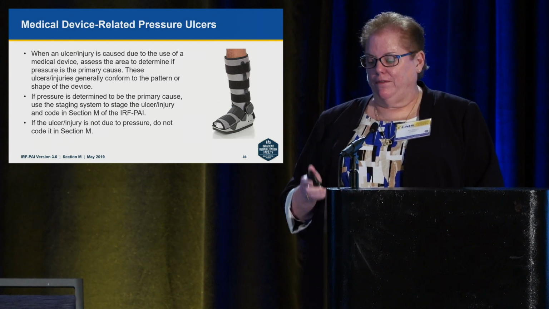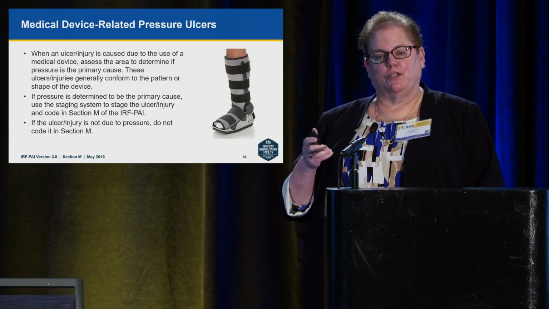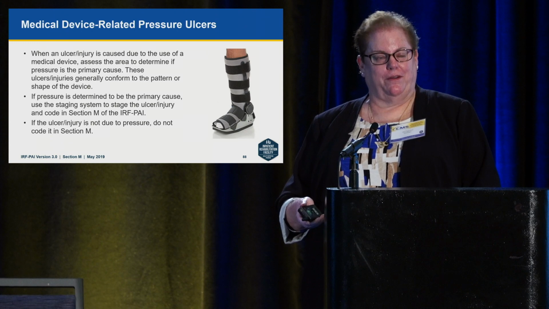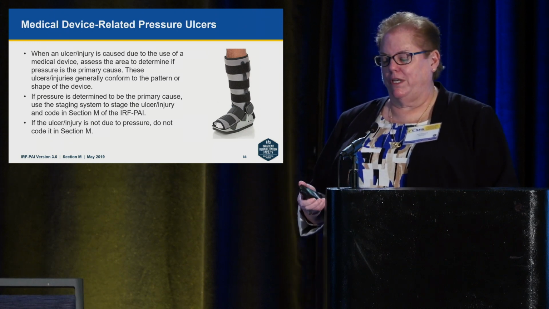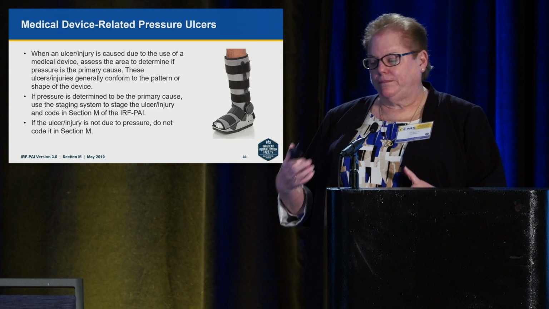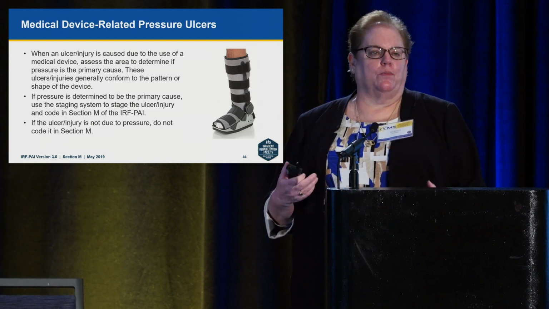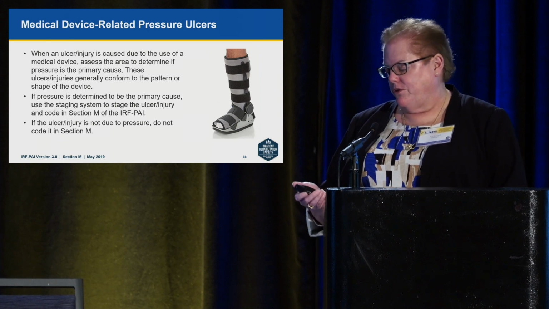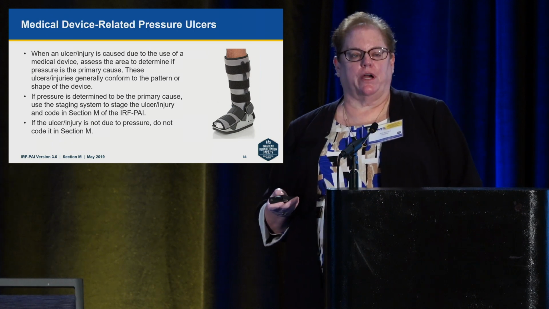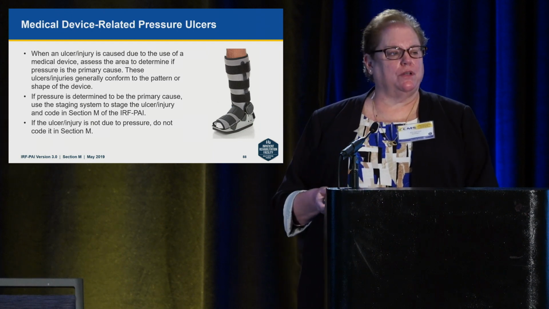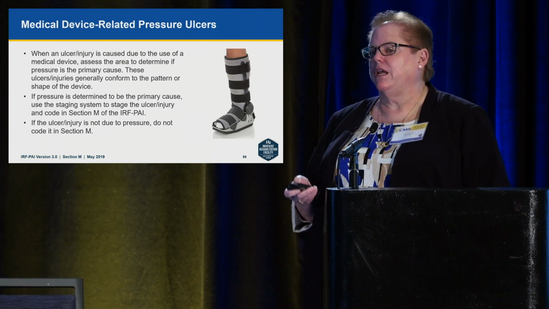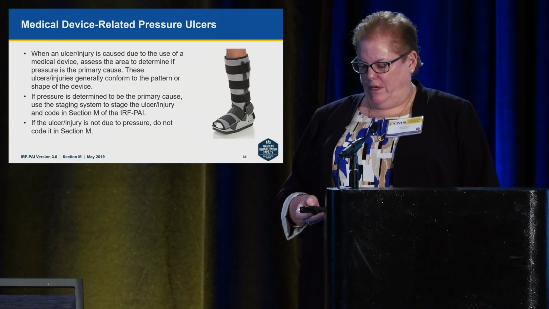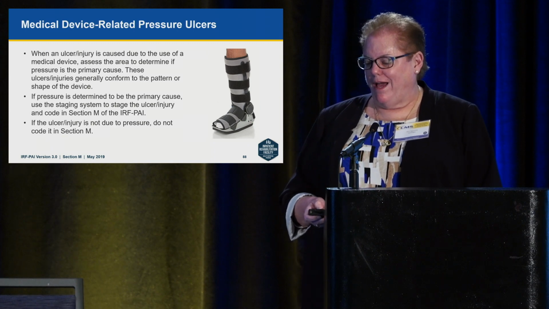Again, if the ulcer is determined to be related to pressure, then we code it here. If not, we're not going to code it here, because we can end up with things, especially around lower legs and whatnot, that could have other things going on. They could be having another type of ulcer. So we need to make sure that what we're talking about here is a pressure ulcer. Again, an opportunity for education, making sure that your staff understand there needs to be pressure involved for it to be coded here as a pressure ulcer. If the ulcer or injury is not due to pressure, do not code in Section M.